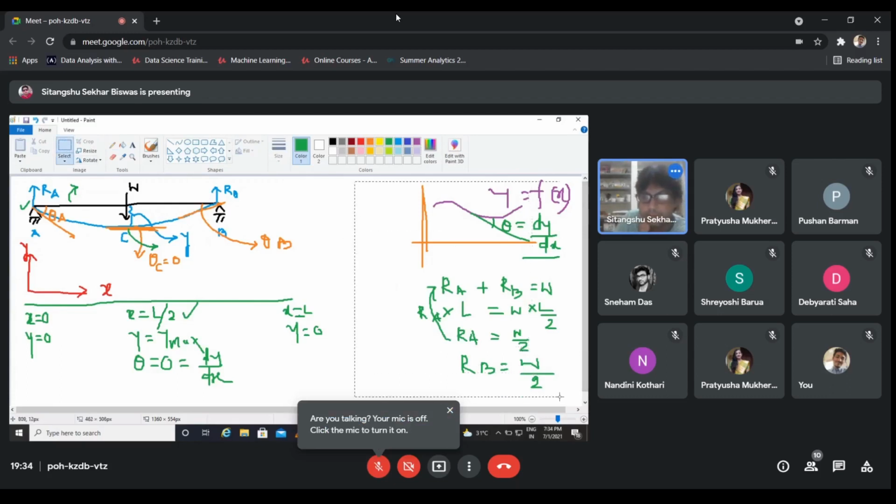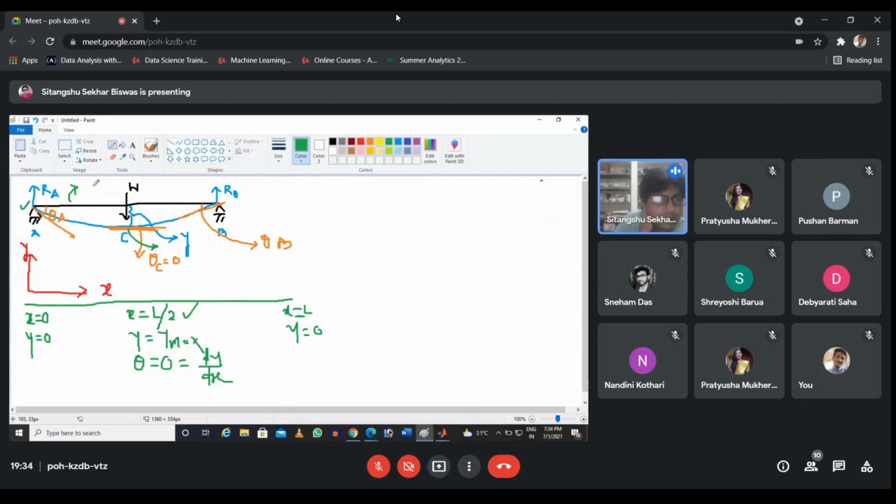Now let us consider a cross-sectional plane here, at this distance x, where my deflection is y. If I want to calculate the moment at that point, that is equal to your distance into your reaction.